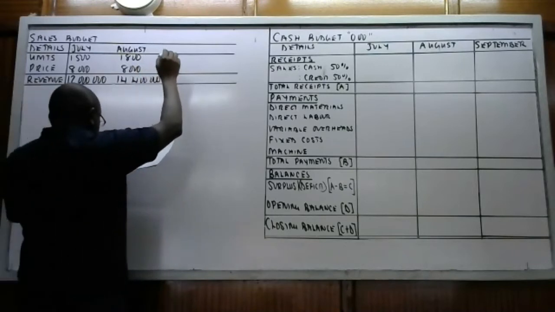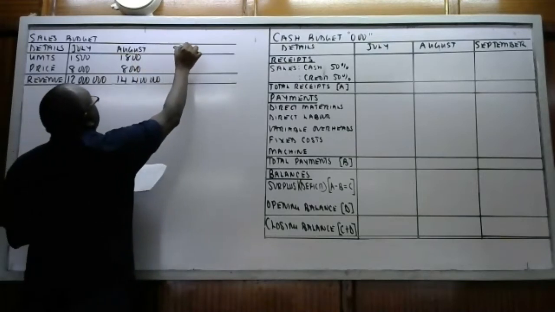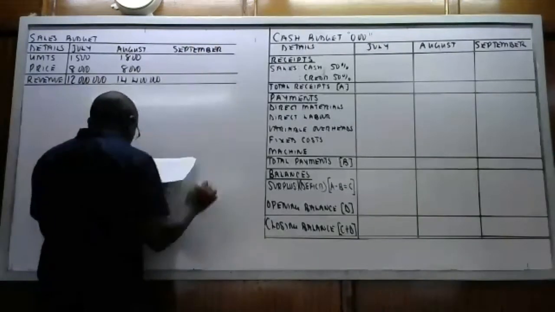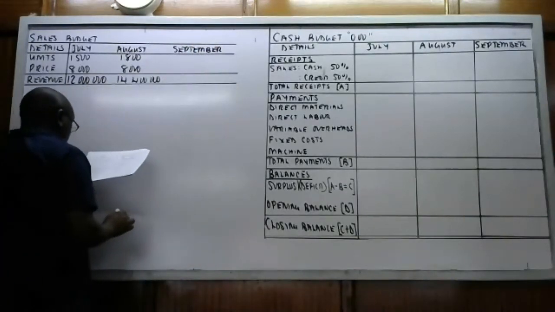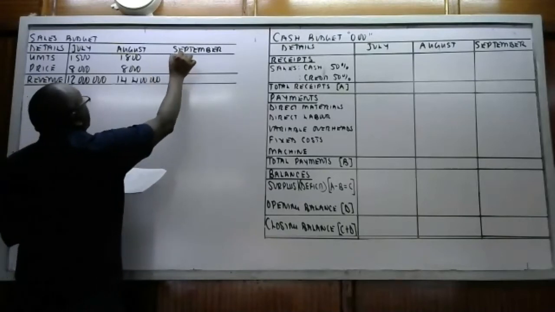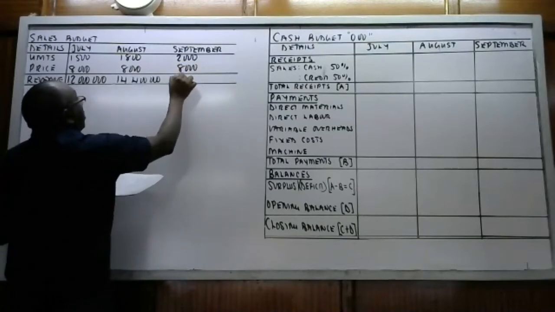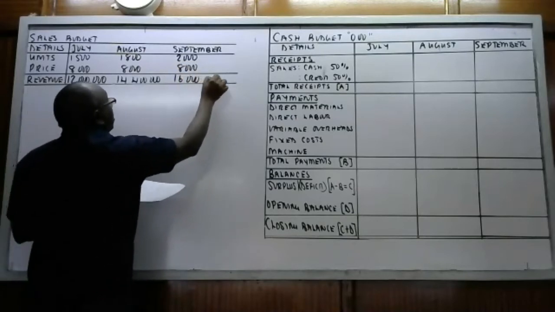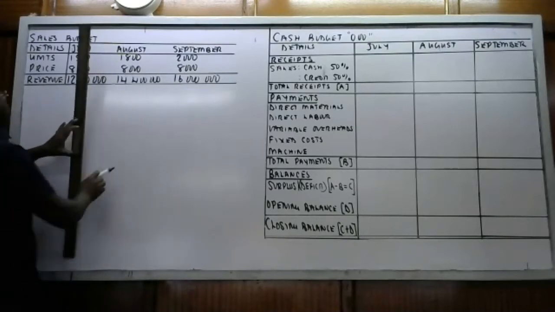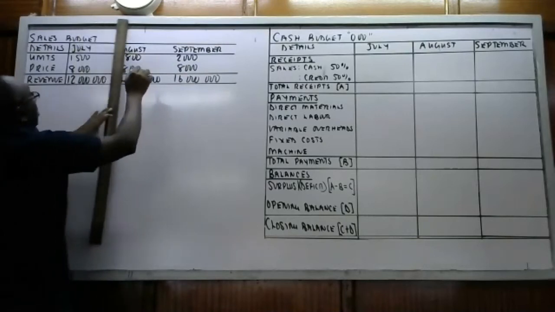And then you come to September. In September, we sold 2,000 at 8,000. This is 16 million. That is how you draw a sales budget, in case you come across it.